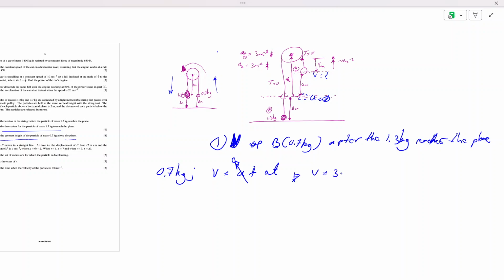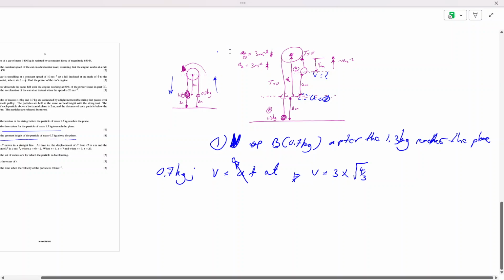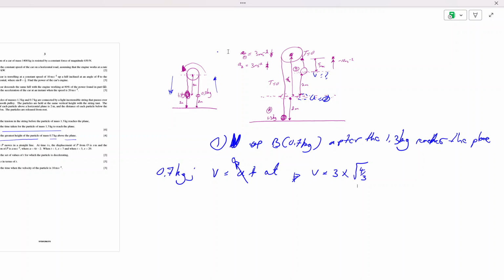So v is equal to the acceleration, 3 meters per second squared, times the time that particle A, the 1.3 kg mass, takes to reach the plane. We calculated it was 1.15, and more accurately, as I said, it was root 4/3. That's the v that we're going to have. Then again we come back to Newton's second law. I want to use it to find the distance, s max, that particle B travels after the 1.3 kg particle A has reached the plane.